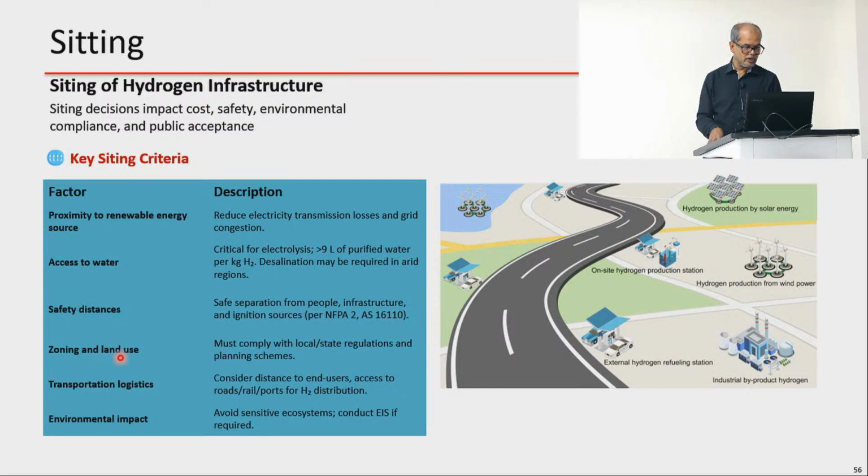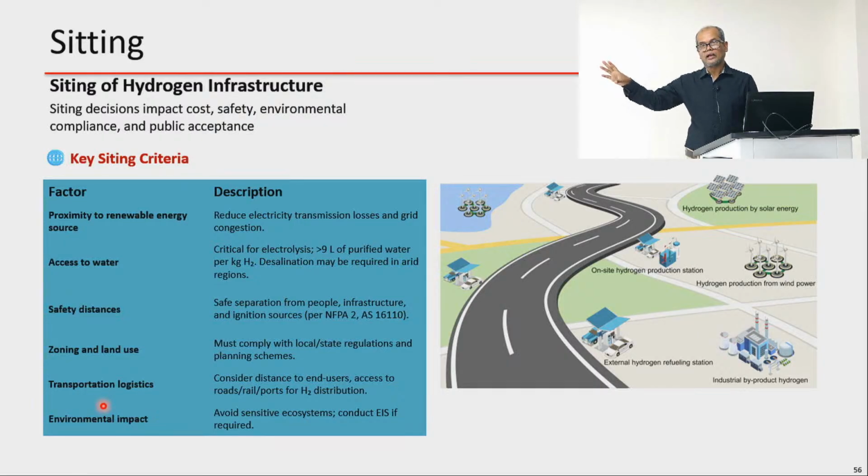And then zoning and land use. You must comply with local, state regulation and planning scheme. If you are using land in a particular zone, you also need to consider that while you are thinking of setting up hydrogen infrastructure. And then also transportation logistics: where your hydrogen is going to be utilized, where you are generating, how you are going to transport it, what sort of mechanism you are going to use. You need to consider that. It is always better if it is close to the end user.